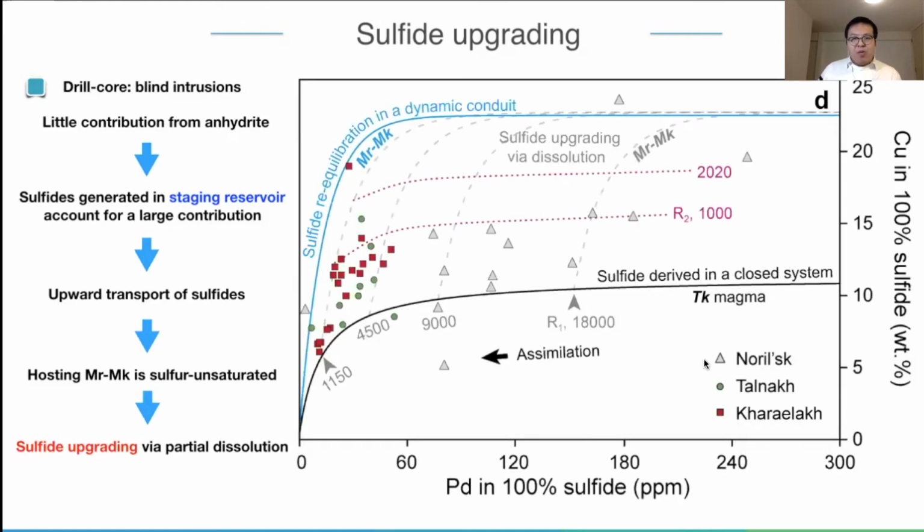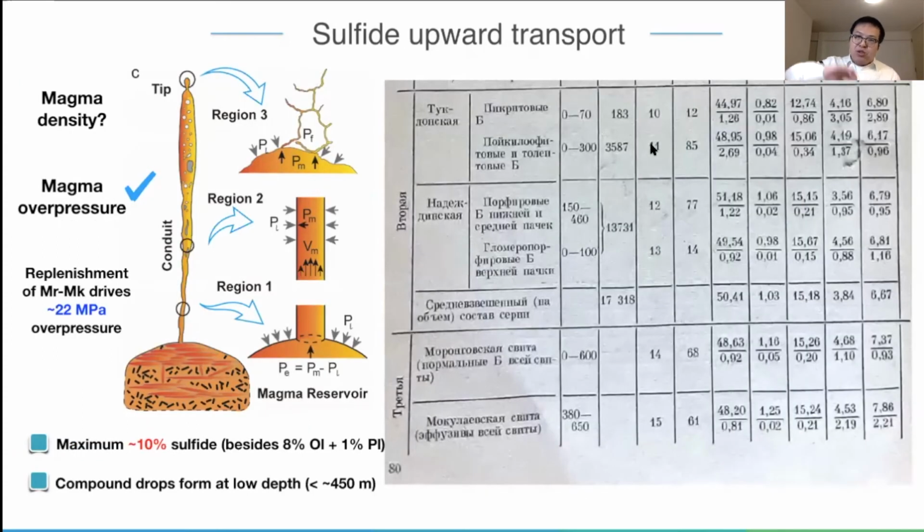And this is a model for the two stages of the sulfur compositions. The first stage is the black lines. It means the sulfur segregation during the assimilation in the magma chambers. And then after the sulfide transport, these dashed lines represent the sulfur upward gradients where the dissolution is transported upward. Another question is how much sulfur can be transported upward?